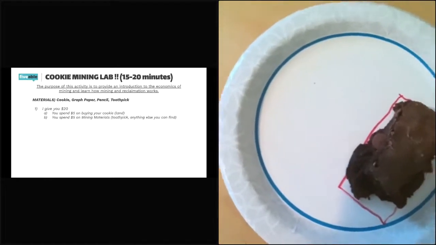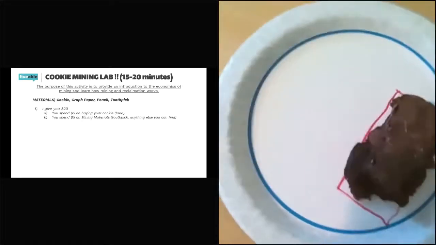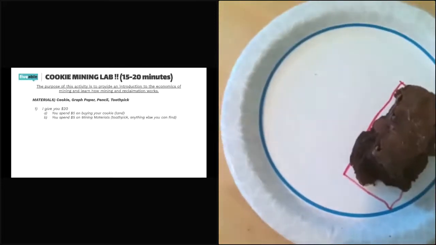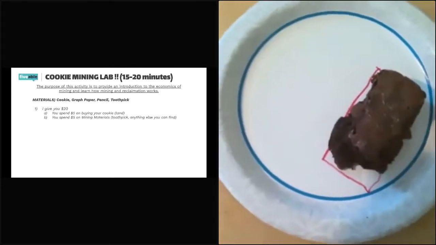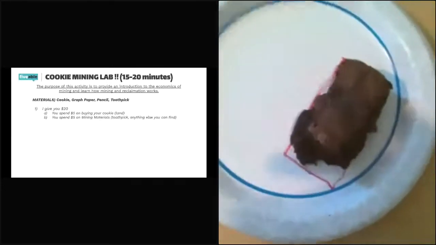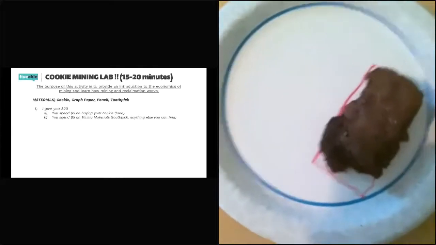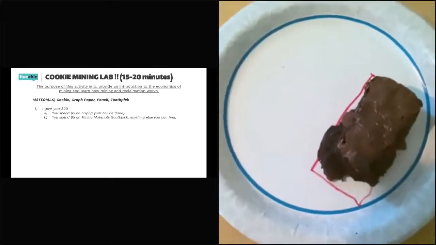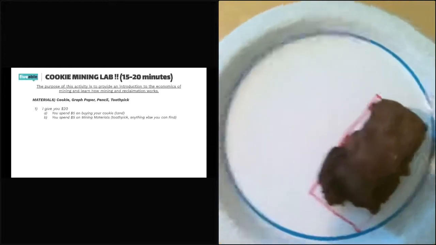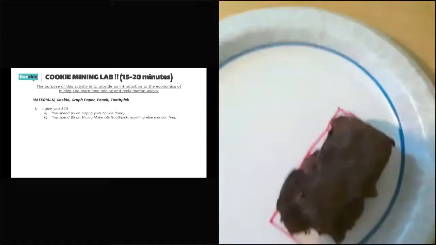So how you do this is, I'm going to click through the instructions here. I gave you $20. You're going to spend $5 buying the cookie, which is going to be like the land for your mining. And then you're going to spend $5 on your mining material. That's going to be like your toothpick, or anything else you find that could work, like your pencil, whatever.